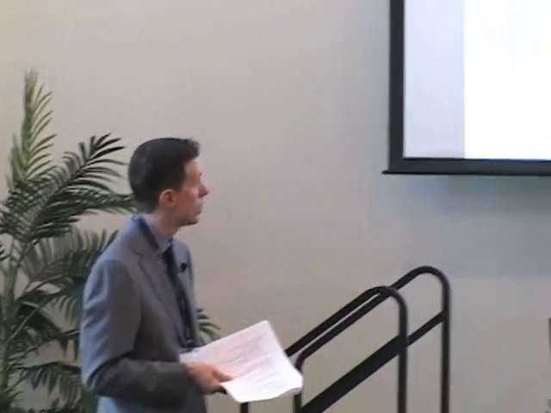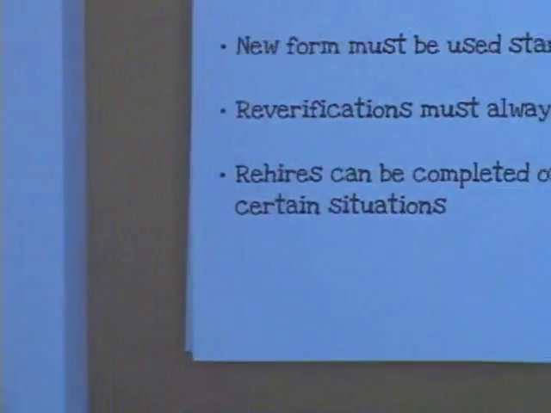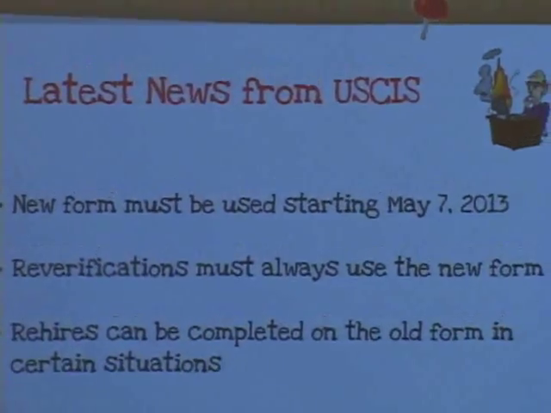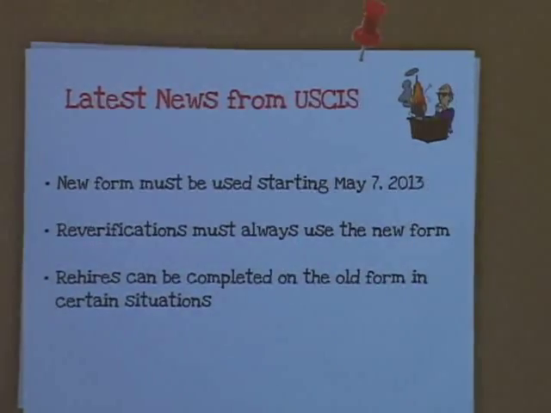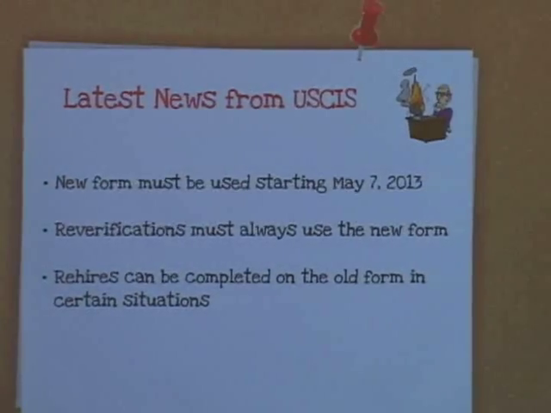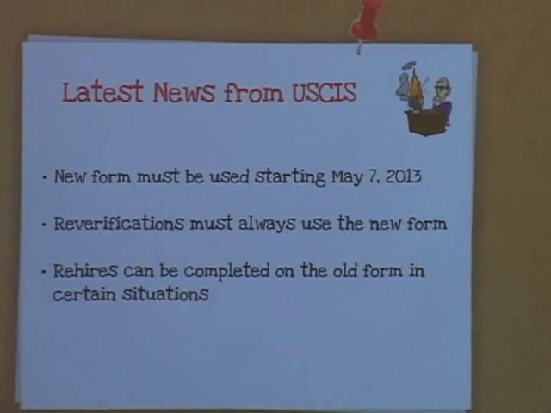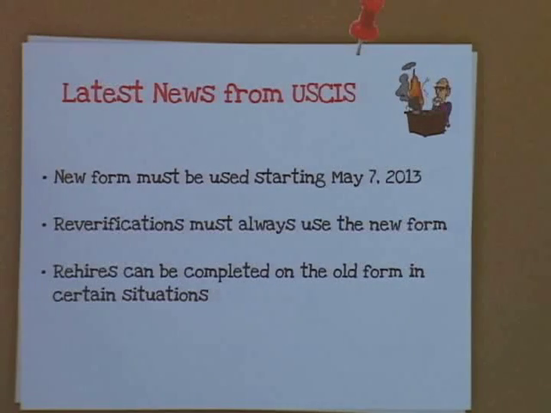So, latest news from USCIS, I think we already covered this in terms of the requirement. There was some ambiguity in terms of rehires: do they have to use the brand new form? Can you complete Section 3 of an old form if you rehire somebody? And they clarified that in certain circumstances, if it's within 3 years of their hire date, their employment authorization hasn't changed, and there's room for it, then you actually can use the old form.